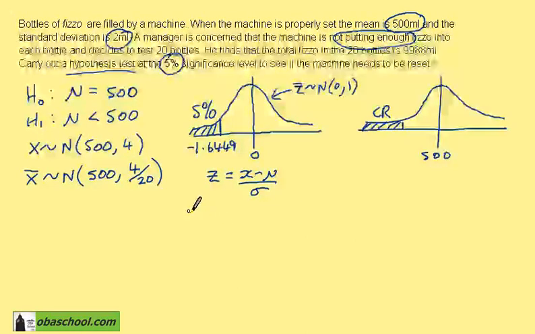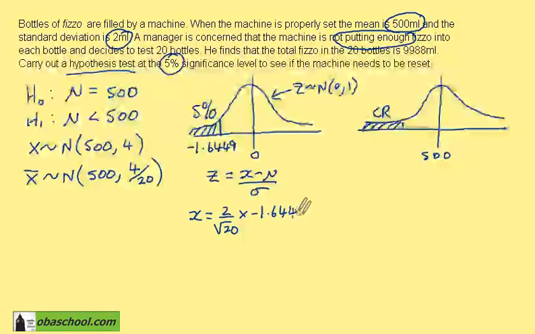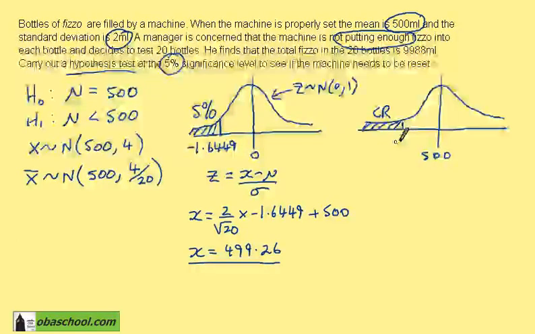Rearranging and using the values we have, x is going to be equal to 2 over root 20, that's the standard deviation for this, multiplied by the Z value, minus 1.6449, plus the mean, which is 500. So our x value is 499.26. So this value here is 499.26.